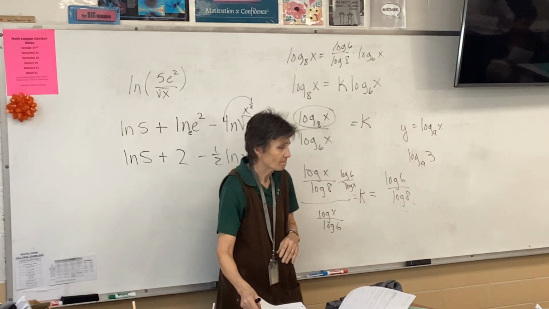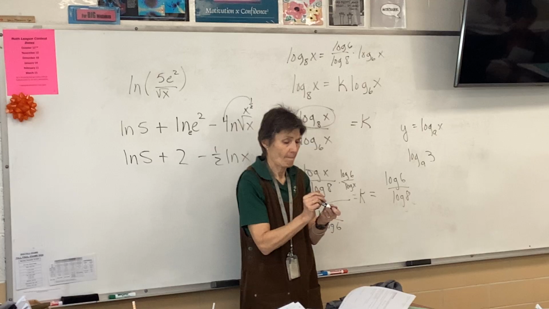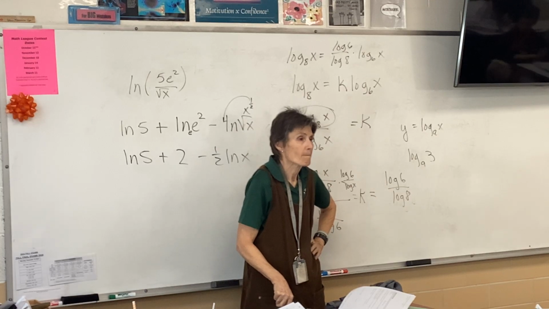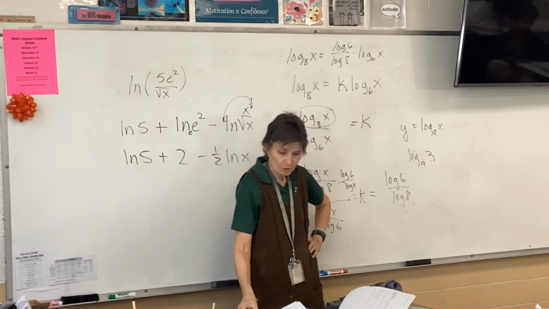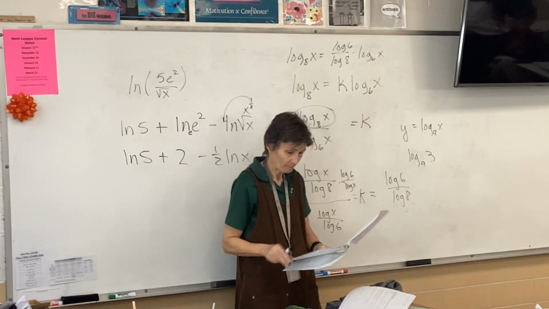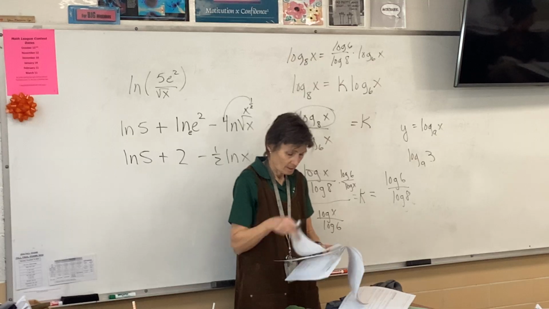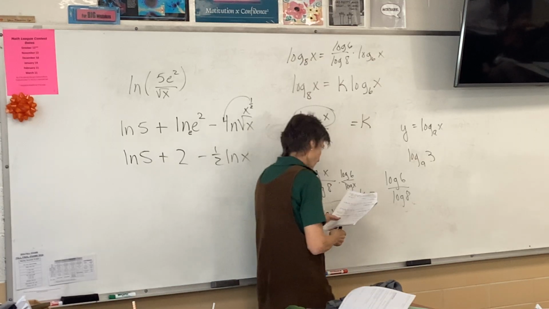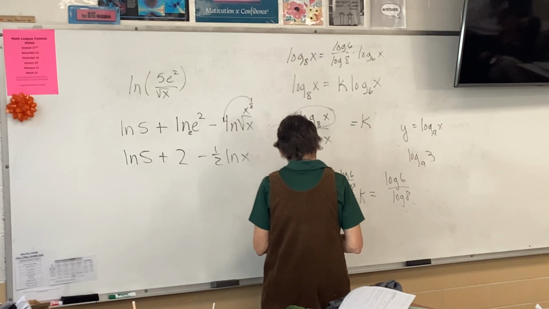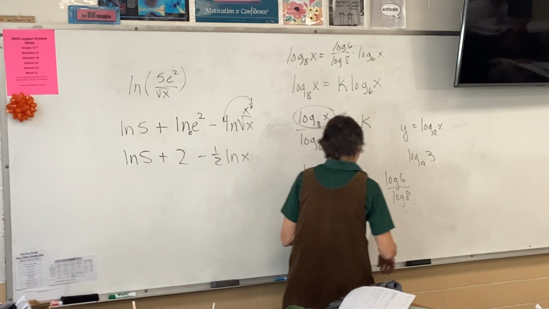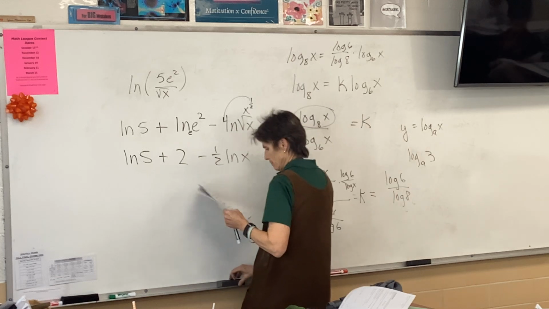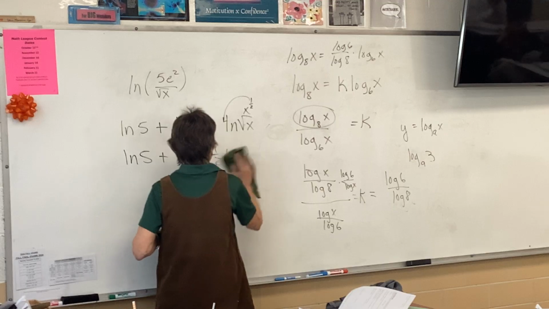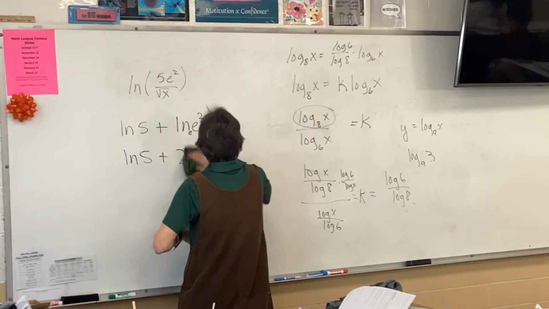Okay, what else? You do 212, number 6. Convert this into a natural log. So basically, I need to change base. That's what I need to do.